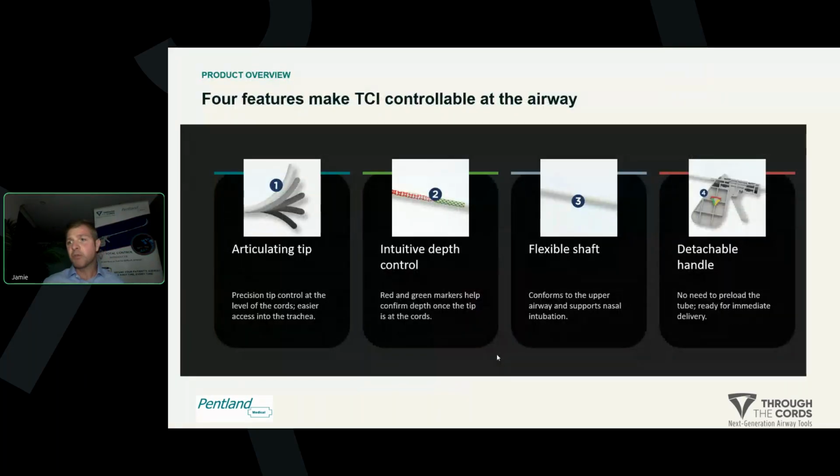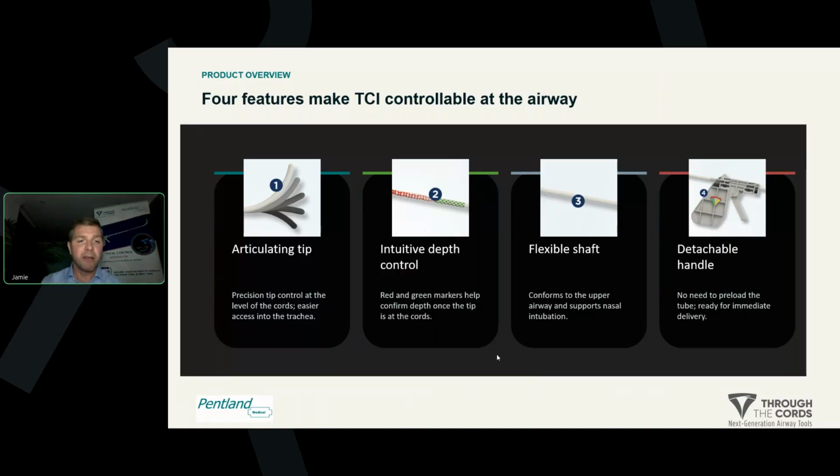On this slide, I'm just going to cover some of the key features of the device. Firstly is the articulating tip. This is what gives you the fully dynamic range of movement, allows you to steer up and down to really steer around the natural curves of the airway. That gives you precise movement at the cords, and guides the introducer into the trachea under vision.